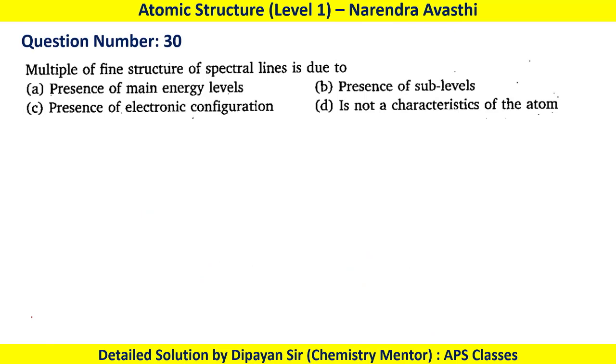In question number 30, the multiple fine structure of spectral lines is due to the presence of sub energy levels, that is suborbitals or subshells. That's why option B should be the correct option for question number 30.